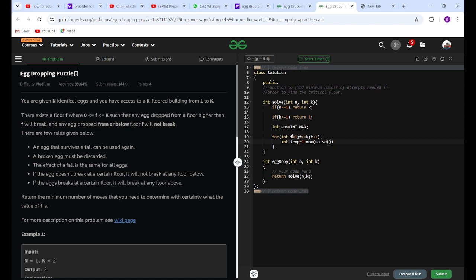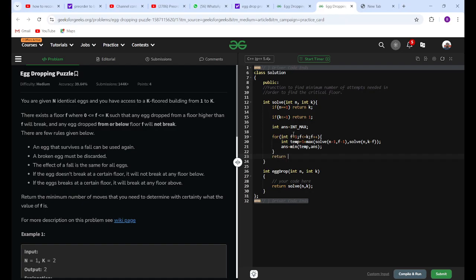For below, we have the egg broken, so eggs is n minus 1 and the floor will be f minus 1. Then for the above, if the egg is not broken, it will be k minus f. Okay, then update your answer with the minimum of the temporary answer, comma, answer. Finally you return the answer.